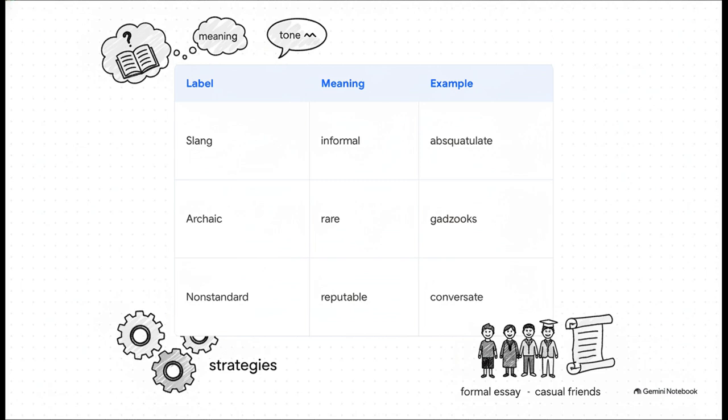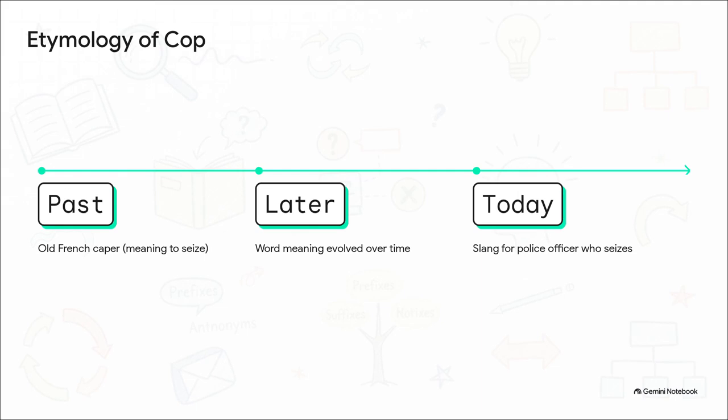They tell you not just what a word means, but the tone it carries and whether you should be using it in a formal academic essay or just casually hanging out with friends. And speaking of word history, this brilliantly illustrates our next tool, etymology, or the study of word origins.